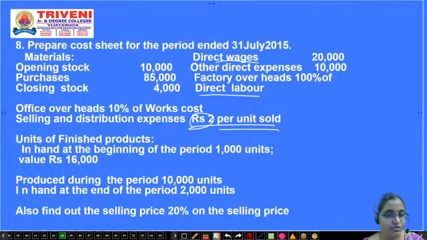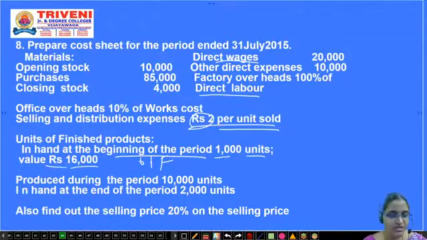Units of finished products in hand at the beginning of the period: 1000 units. Value: ₹16,000. Clearly observe this item once again. In hand at the beginning of the period, beginning means opening finished goods. 1000 was the units, 16,000 was the rupees. So opening finished goods is 16,000 rupees.